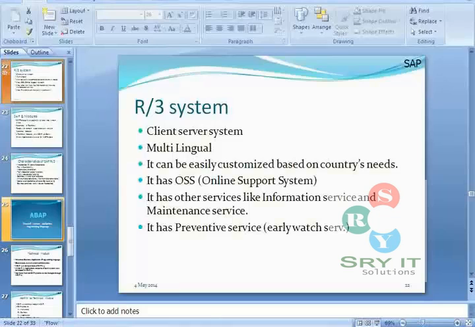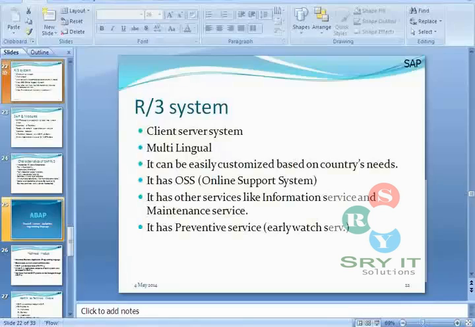Okay, and the next point talks about the online support system. SAP is ready to give the online support system once you partner with SAP. OSS, they call it the online support system. If you have any problems with the standard functionality, they are ready to give the solution. They will resolve the issue within 5 working days.